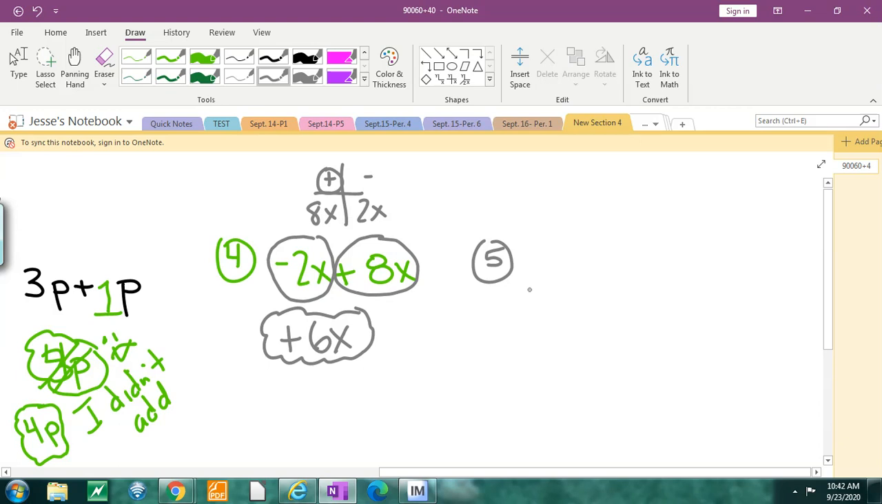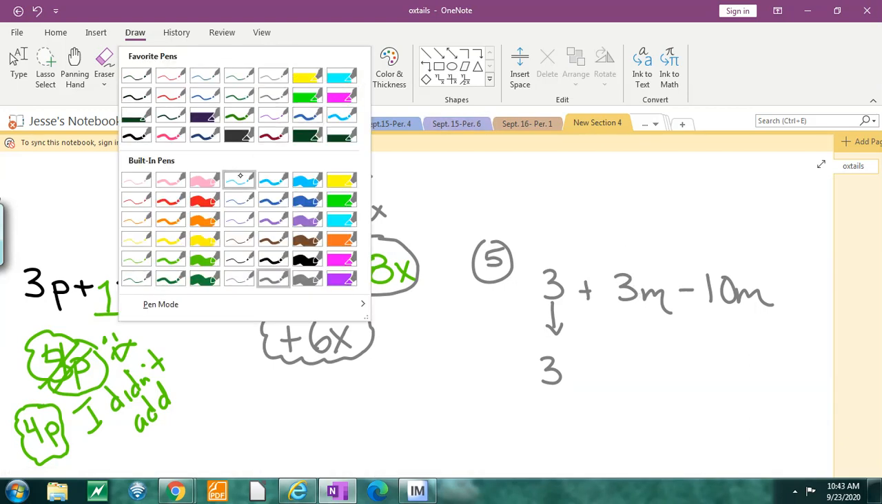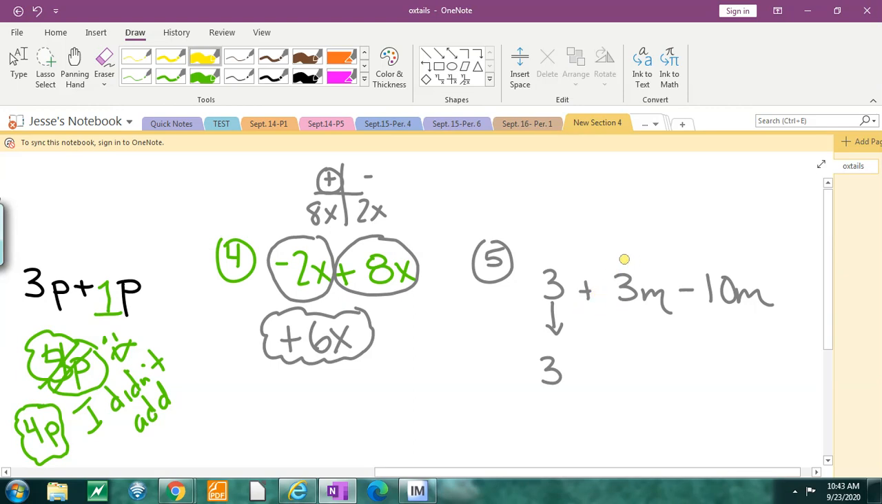How about number 5? Number 5, numero cinco. We got 3 plus 3m minus 10m. Okay? So look, the 3 doesn't have an m. Is there another constant? No. So this 3 is probably going to just drop down, right? And then let's go ahead and add the m's together. So I'm going to circle the 3m, and then circle the negative 10m.